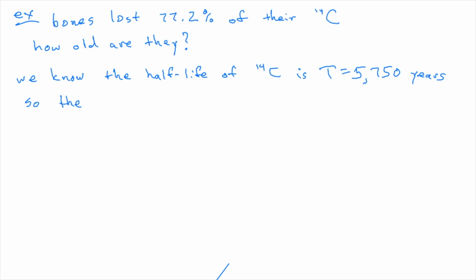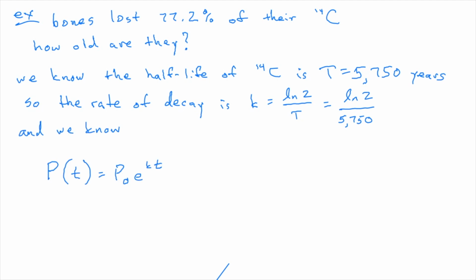So the rate of decay is K equals the ln of 2 over T, which is the ln of 2 over 5,750, which is some number. I don't care what it is. I'm going to use my calculator anyway. Why should I do it now? And we know. So how much is there now? What proportion is there? And this is the tricky part.